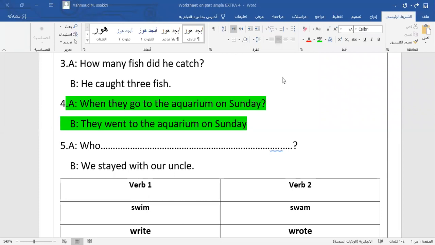Ziad? Yes, teacher. Can you fix this question? We have here a problem. We didn't use did. So what should we write here? We should write when. Number four? Yes. Okay.